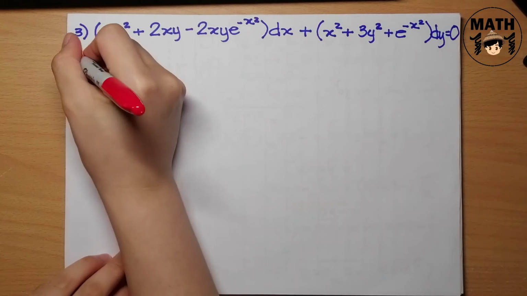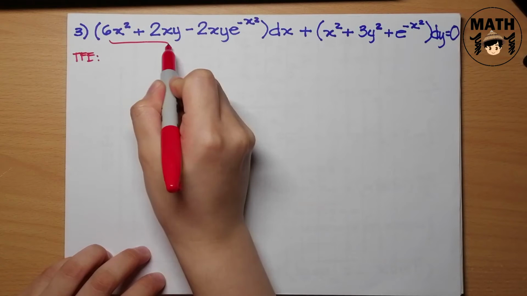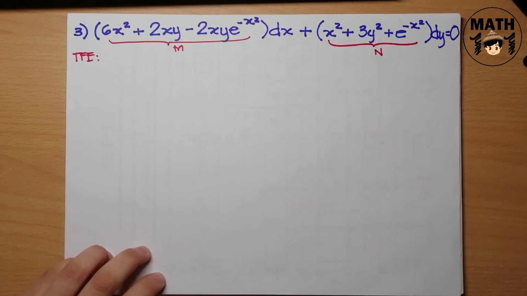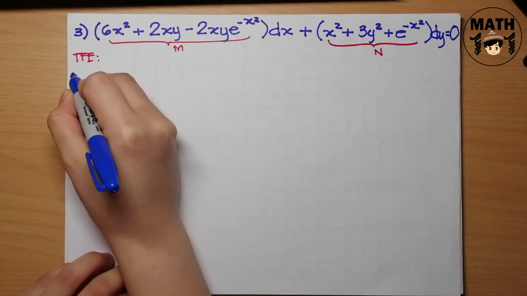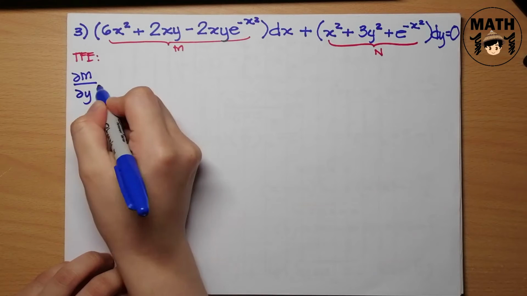Problem number 3. Before we solve this, test muna natin kung siya ba ay exact. The equation is in the form na M dx plus N dy. To check kung siya ay exact, take natin yung partial derivative ni M with respect kay y. So dahil kasama siya ni dx, differentiate with respect kay y.